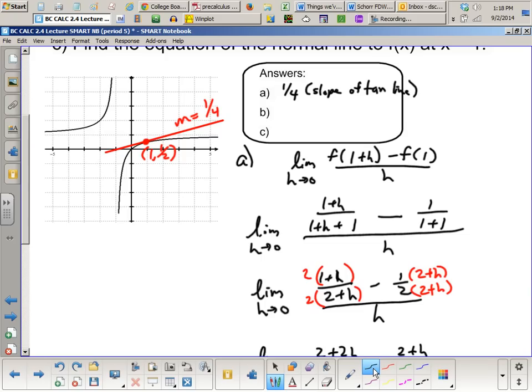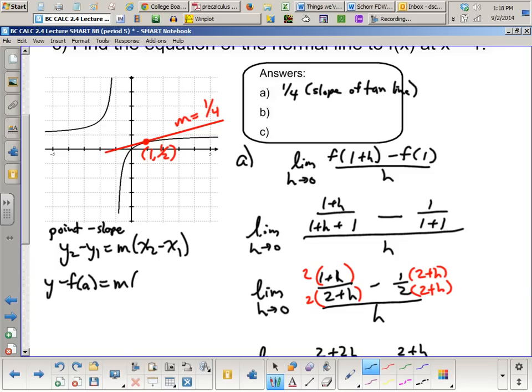The point-slope form is y2 minus y1 equals m times x2 minus x1. This is very famous point-slope form. We don't use all the same notation right now. Instead of x1, we're using a. Instead of y1, we're using f of a. So it looks more like this: y minus f of a equals m times x minus a. But it's the same thing. And we usually put the y all by itself, so it would be like this: y equals m times x minus a plus f of a.